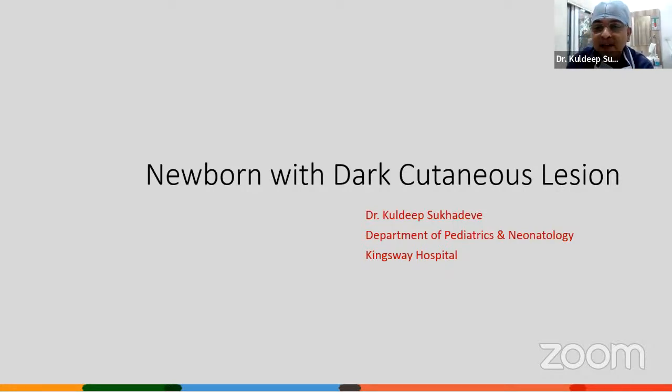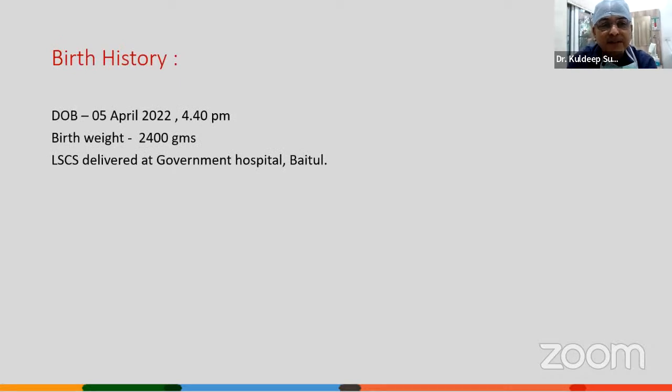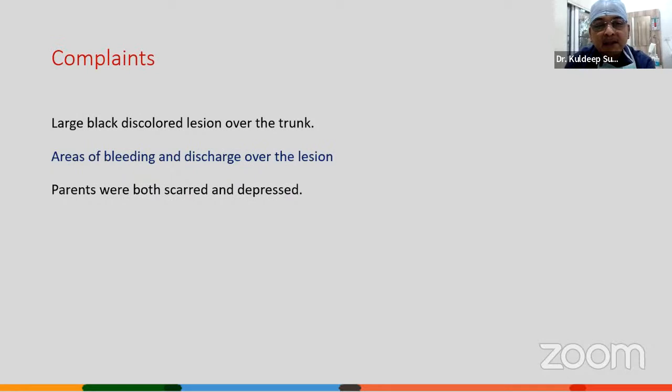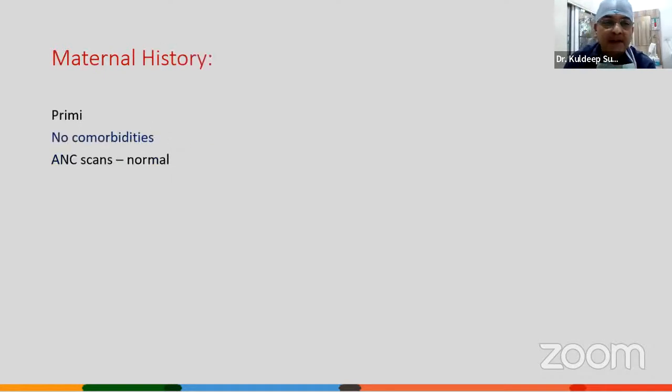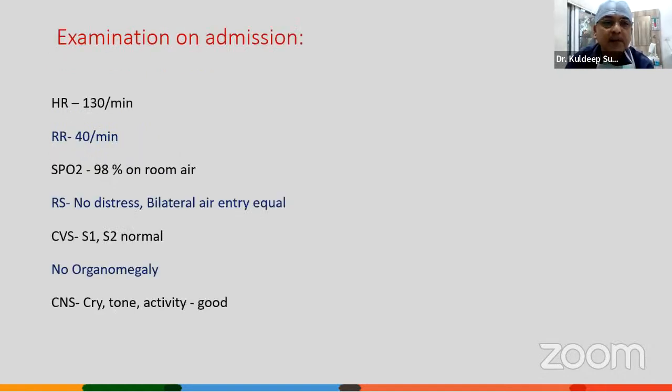So a newborn with a dark cutaneous lesion, born 5th of April, 2,400 grams, delivered by cesarean section at Baitul. He came with a large black discolored lesion over the trunk and some areas of bleeding and discharge over the lesion. Both the parents were scared and depressed and came for further treatment. Maternal history, primary no comorbidities, and ANC scans were normal. On examination, hemodynamics are normal. There is no respiratory distress. Cardiovascular examination is normal, no organomegaly, and the CNS shows a normal cry, tone, and activity.